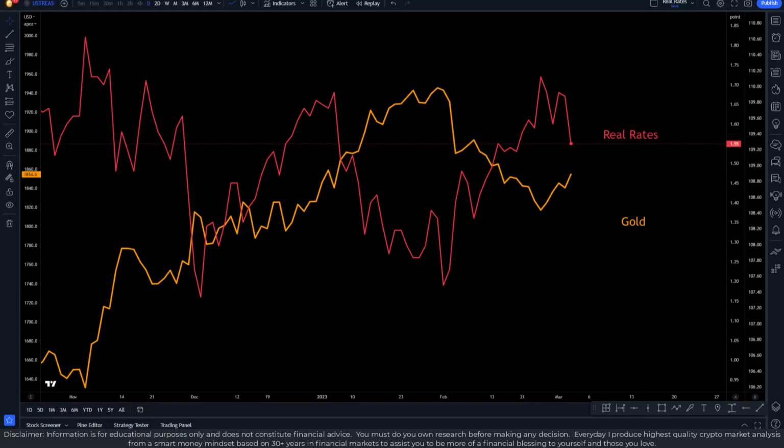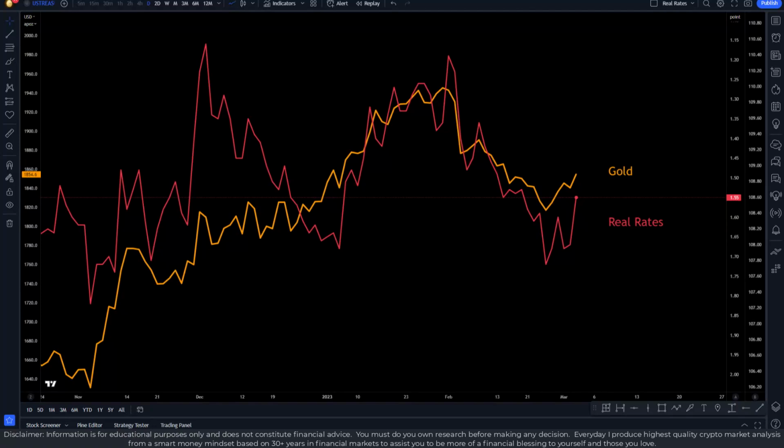One thing that I always say, you don't have to build the car to drive the car. You just need consistently reliable signals. And you can see here, real rates and gold are inversely related. Why don't I just inverse real rates and we'll see what happens. When you look at inverse real rates against gold, you can now see the association.